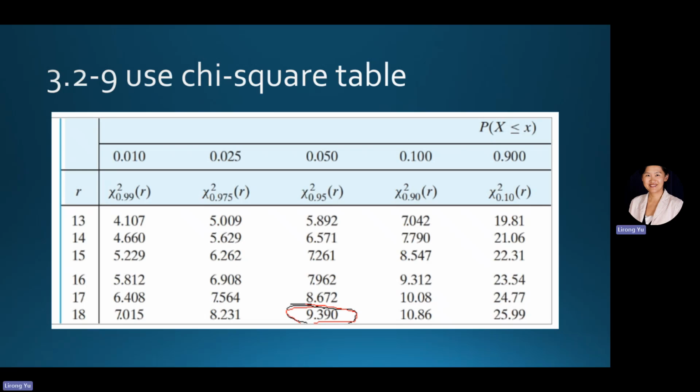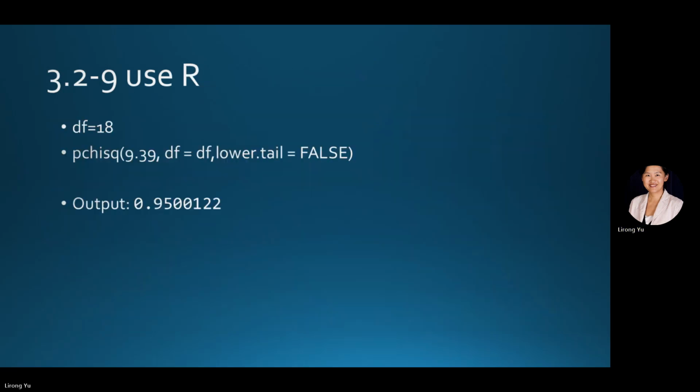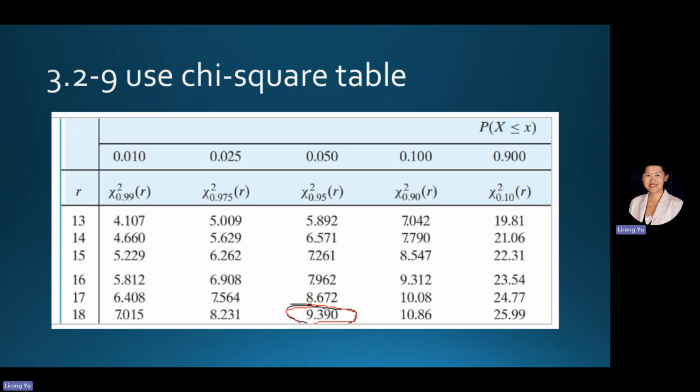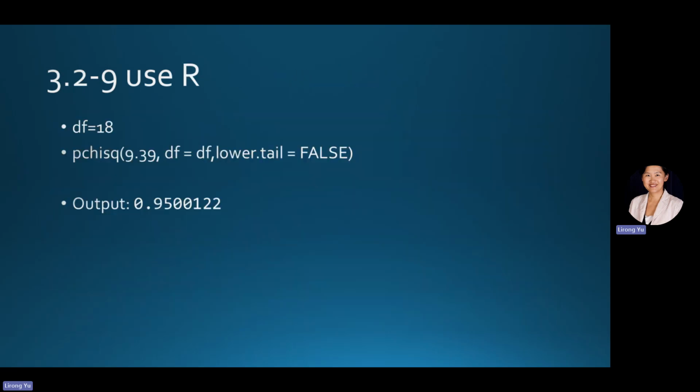We'll pretty much use a table there. You can also use R. How you use R, you identify degrees of freedom equal to 18. pchisq of 9.39, degrees of freedom equal to 18, lower.tail false, meaning that we're doing the right tail. So the right tail is 0.95. That's how you do the calculation with R. The table and R give us the same answer. Any question?